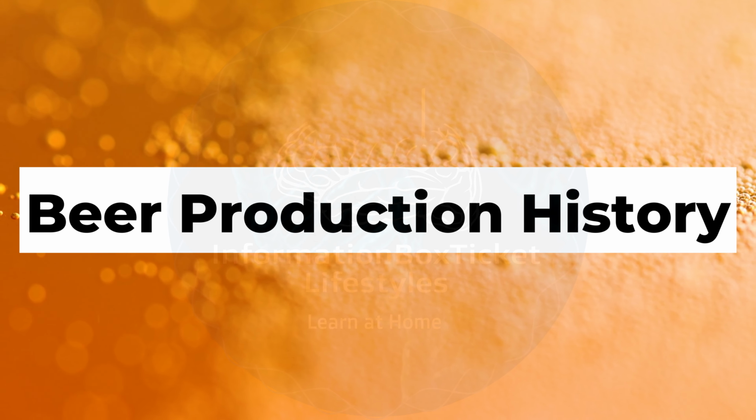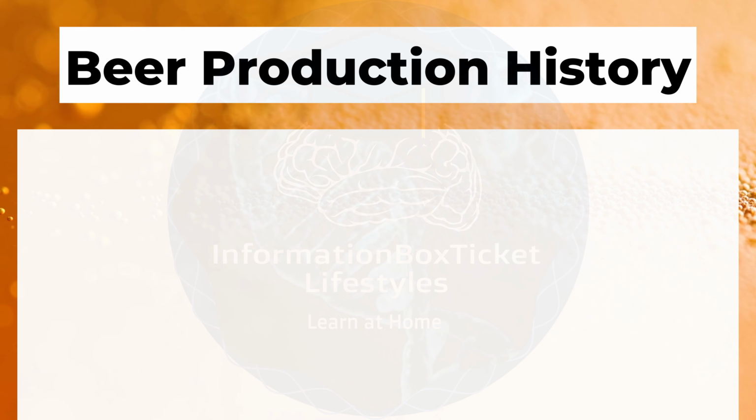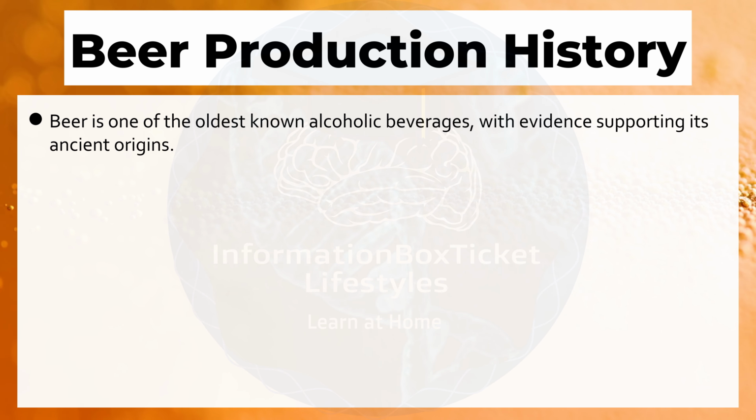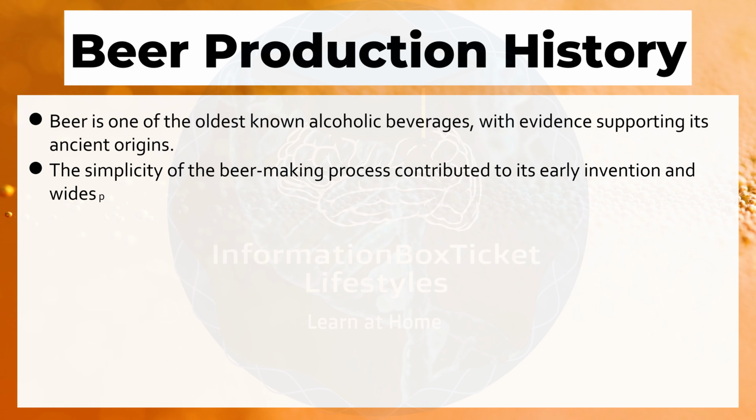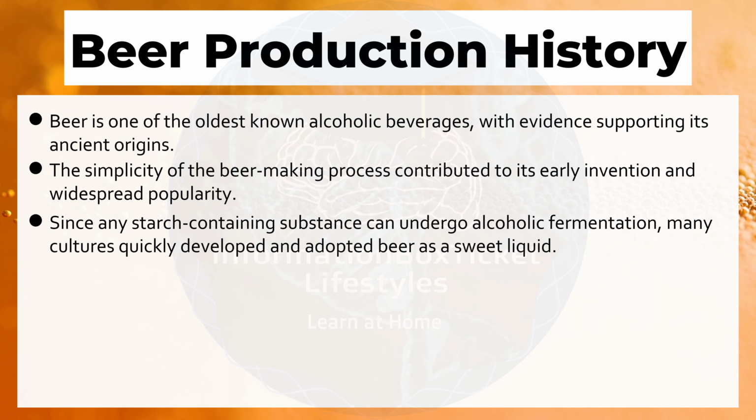Beer production history. Beer is one of the oldest known alcoholic beverages, with evidence supporting its ancient origins. The simplicity of the beer-making process contributed to its early invention and widespread popularity. Since any starch-containing substance can undergo alcoholic fermentation, many cultures quickly developed and adopted beer as a sweet liquid.